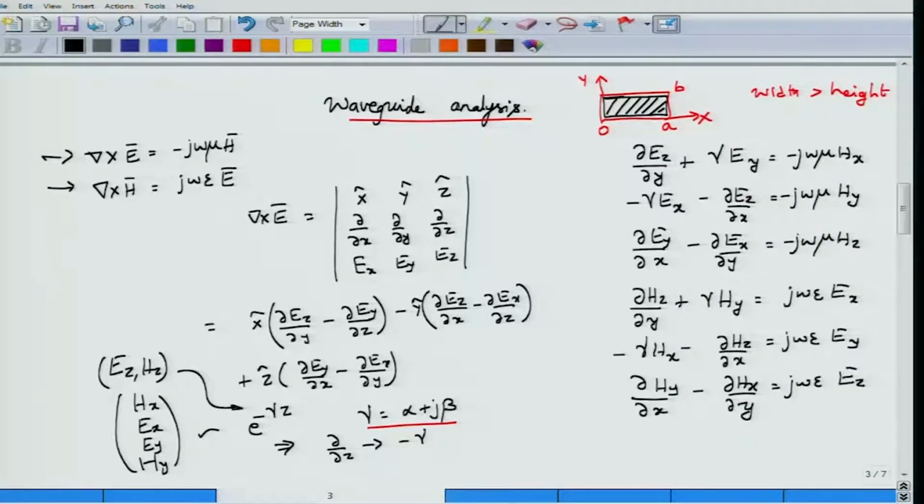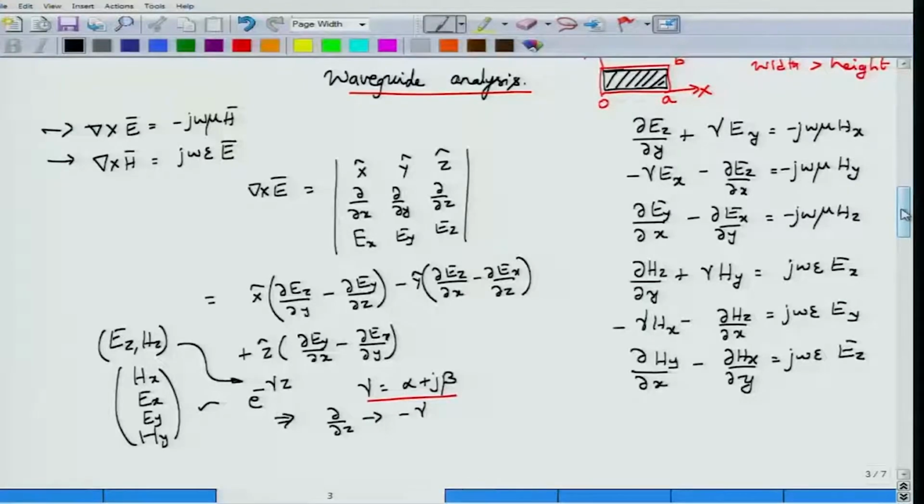We also know how to obtain the curl of the electric field. This is the simple determinant of this 3 by 3 matrix, and unfortunately this works only for rectangular waveguides, and that is probably the reason why we are choosing to work with rectangular waveguides, because the formulas are a little more tractable. Although there is nothing special about a rectangular cross section.